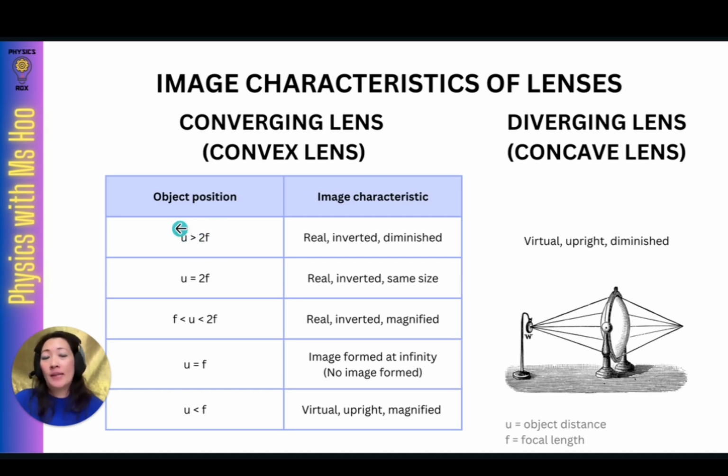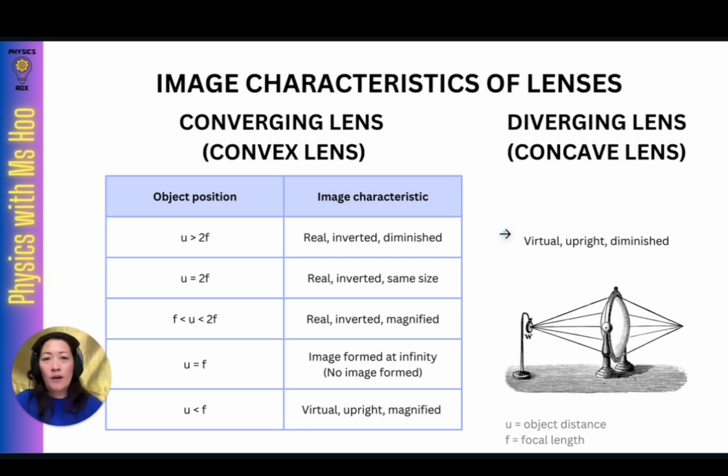When U is placed at a distance greater than 2F, the image characteristic is real, inverted, diminished. When U is placed exactly at 2F, you get an image that is real, inverted, and same size. So when U is placed exactly at F, the image is formed at infinity, or you can say no image formed. And when U is placed at less than F, you get a virtual upright magnified image. For a diverging lens or concave lens, all images formed are virtual, upright, and diminished.